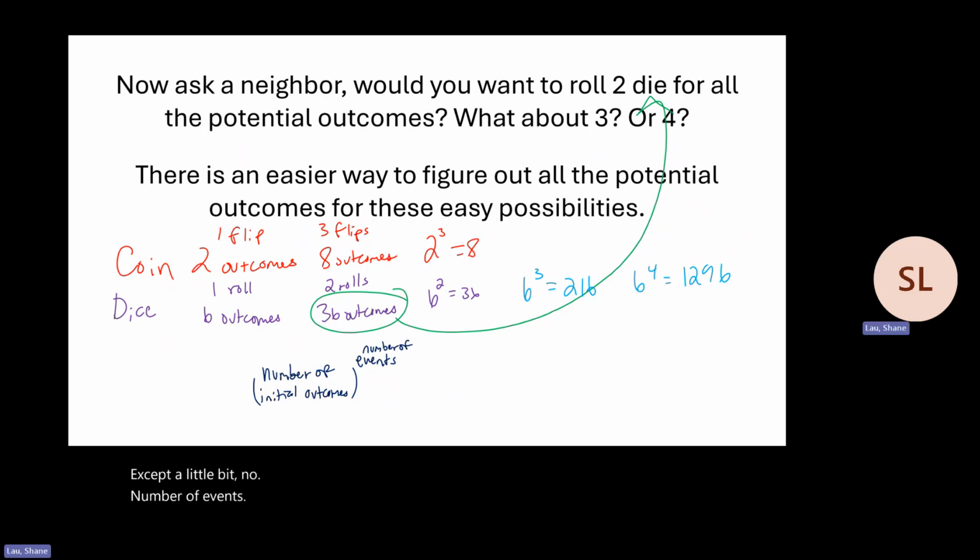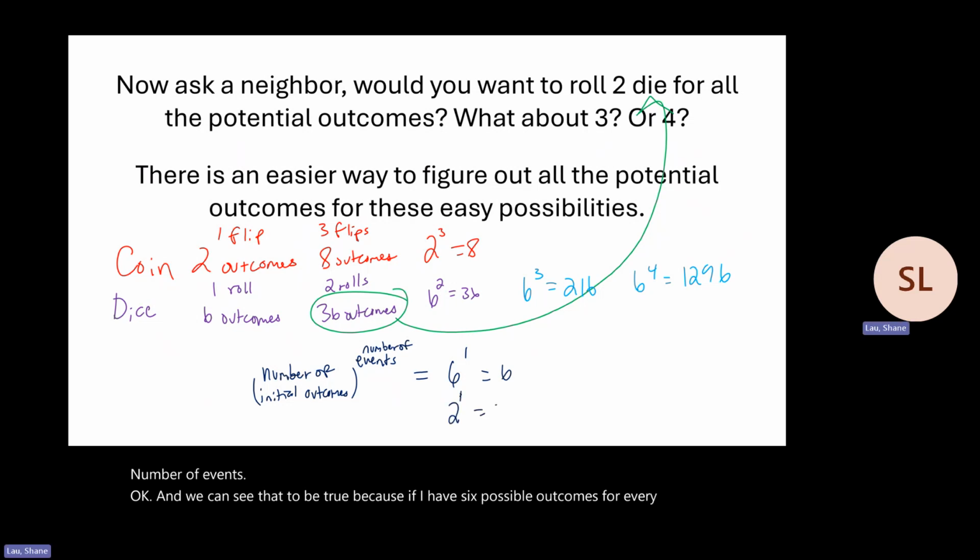Okay, and we can see that to be true because, well, if I have 6 possible outcomes for every one roll, it's going to give me 6. If I have 2 outcomes for every one flip, I have 2 outcomes, and so on and so forth. Okay, so that's the point I'm trying to illustrate.